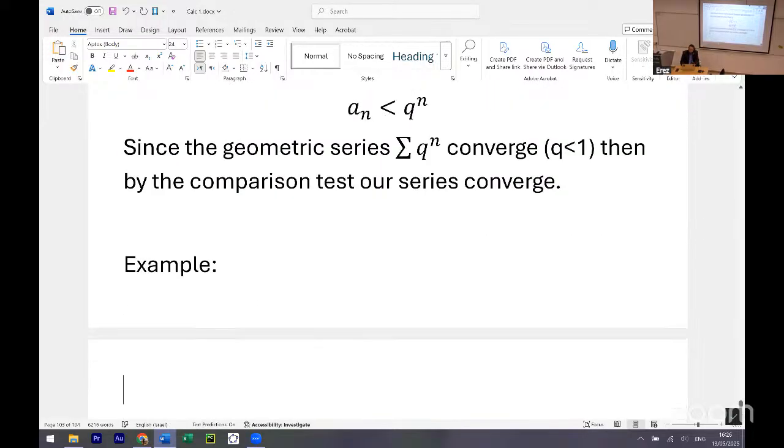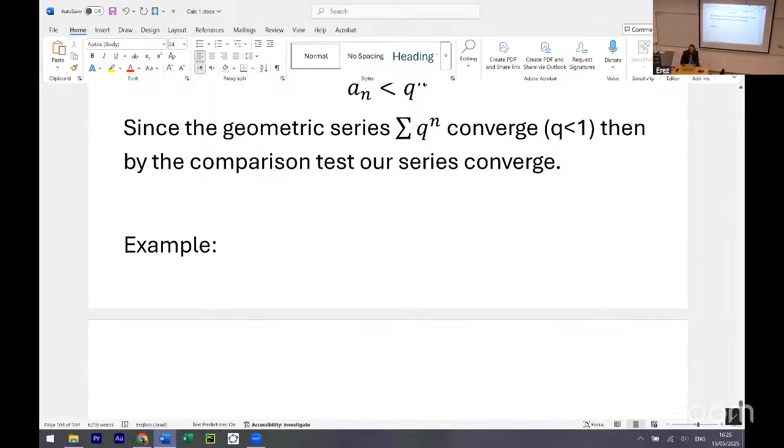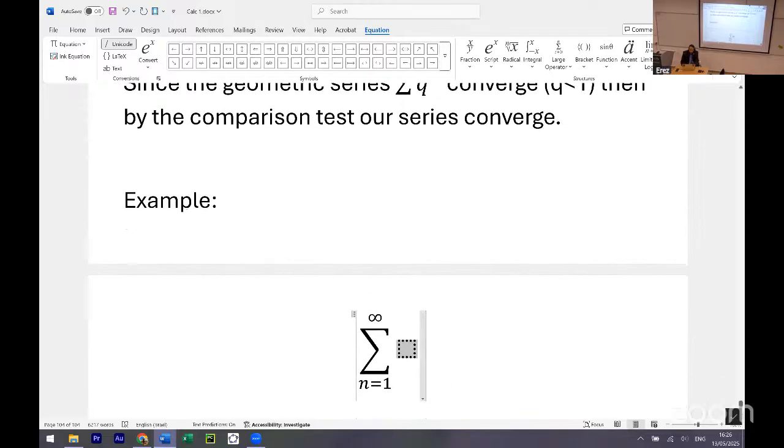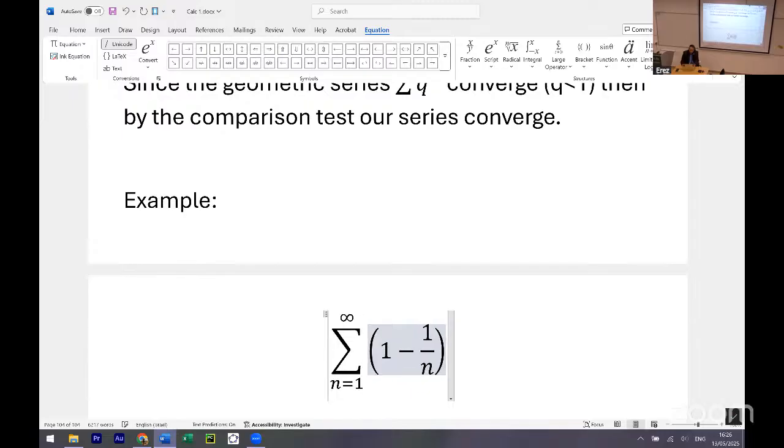Example. Take the series from n equals 1 to infinity of (1 minus 1 over n) to the power of n squared. Thomas, that will help you as well.